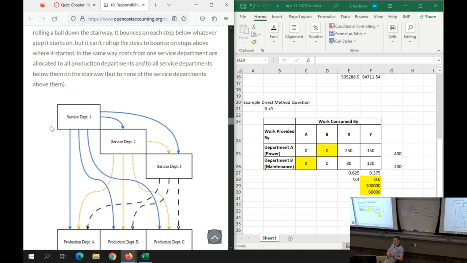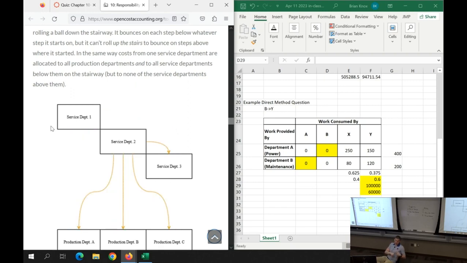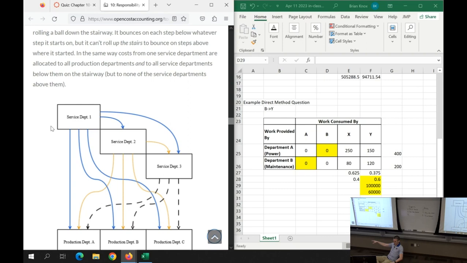So there are a few rules from this. The first rule is every service department is allocating to every production department and to every downstep service department. The other rule is you cannot allocate to upstep service departments, which is implied in the first rule, but just to make it explicit.